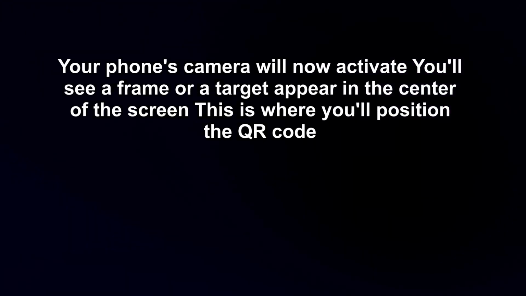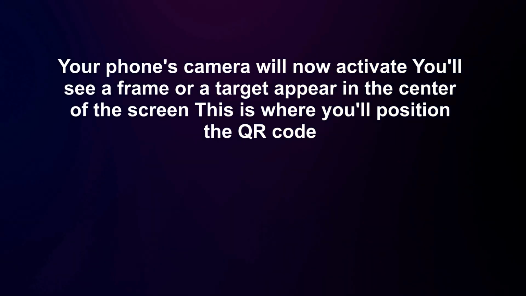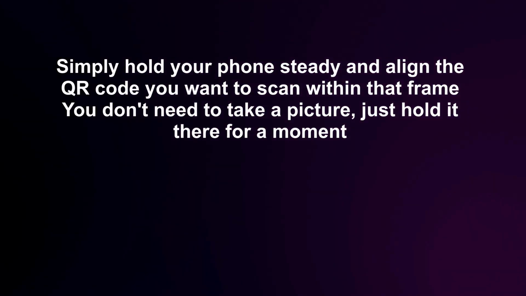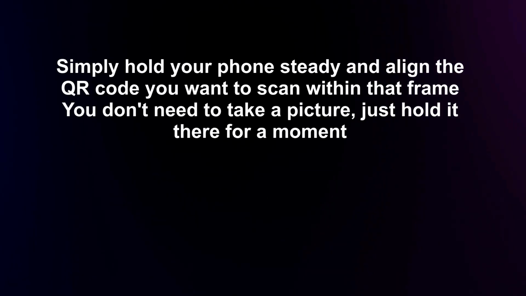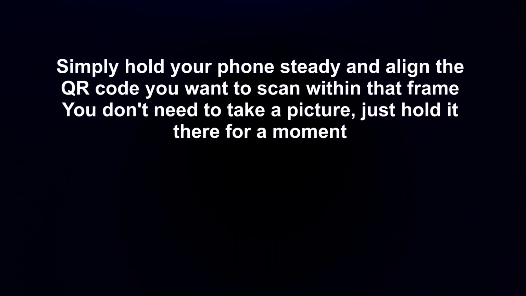Your phone's camera will now activate. You'll see a frame or a target appear in the center of the screen. This is where you'll position the QR code. Simply hold your phone steady and align the QR code you want to scan within that frame. You don't need to take a picture. Just hold it there for a moment.